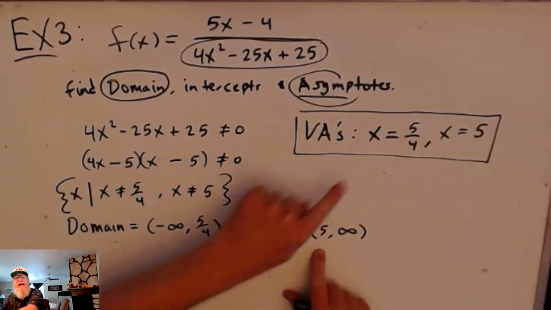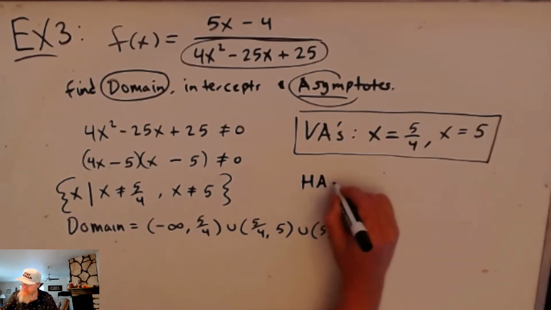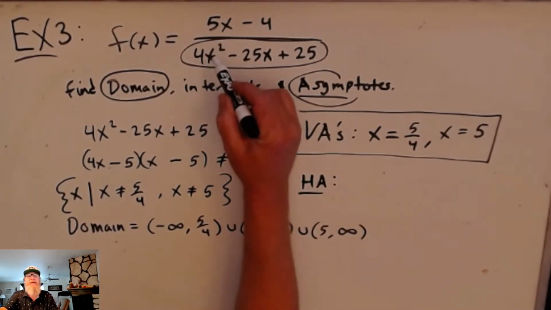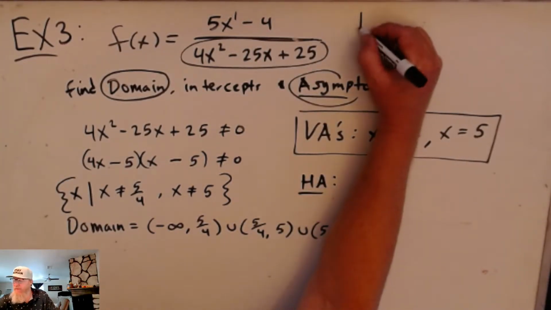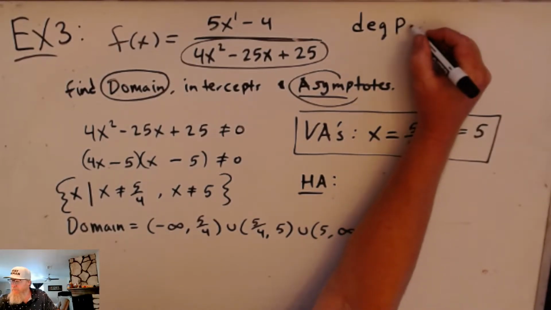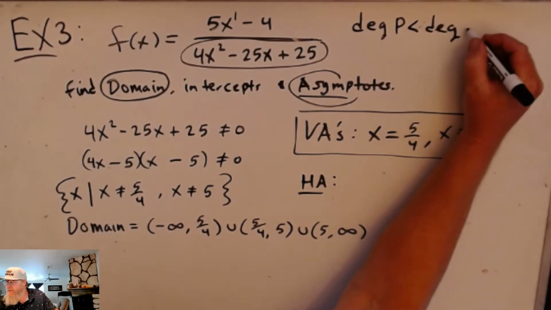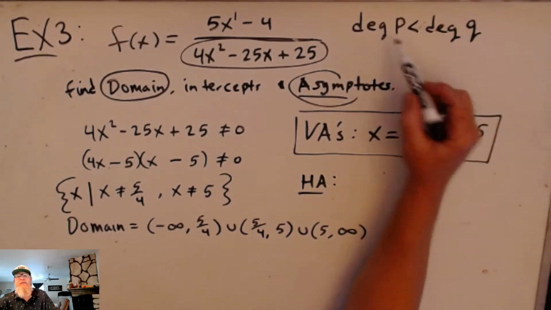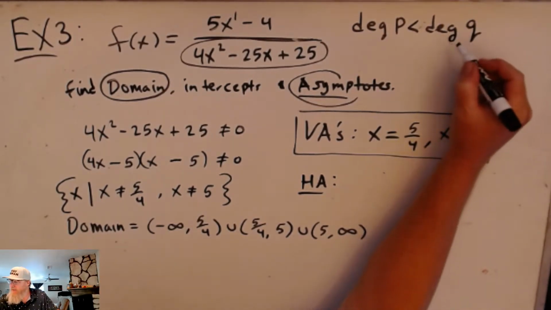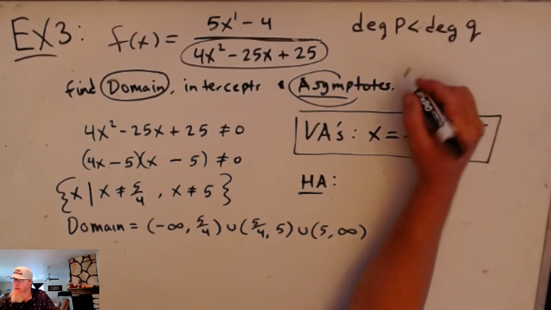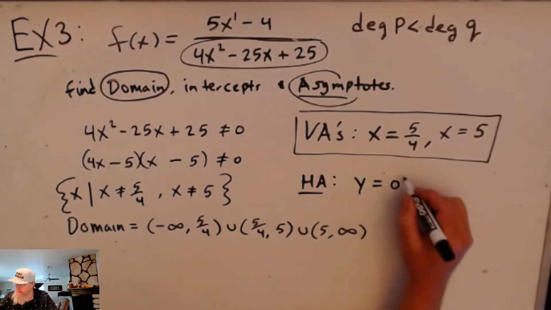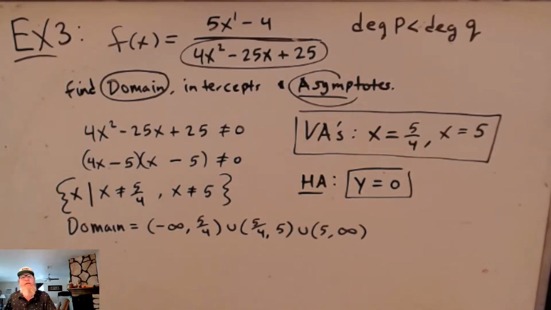We've got 2 asymptotes. Let's go ahead and do the horizontal asymptote while we have it here. Now this time, the degree of the numerator is smaller than the degree of the denominator. So the degree of P is smaller than the degree of Q. All right, degree of the denominator is 2. Degree of the numerator is 1, so the numerator is smaller. And so the HA is the x-axis, y equals 0. So it has a dotted line right on the x-axis that it has a tendency to approach that value.